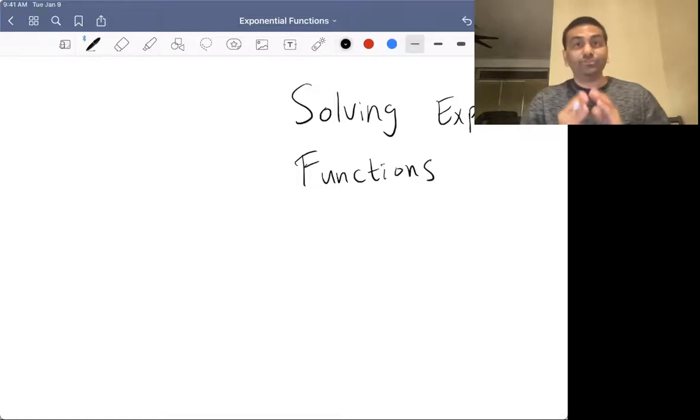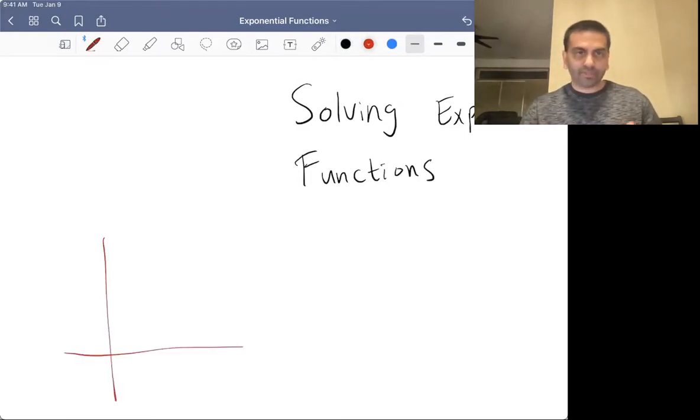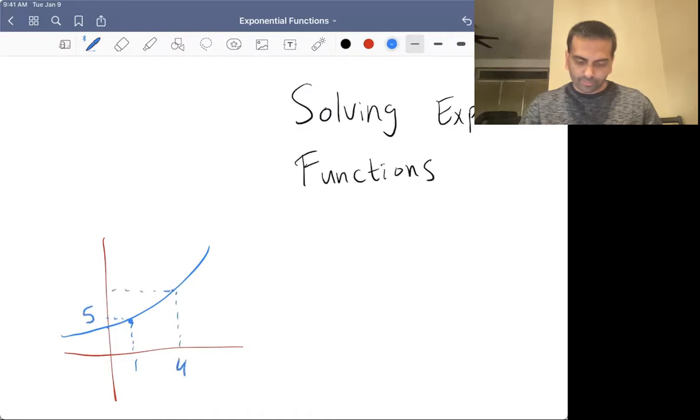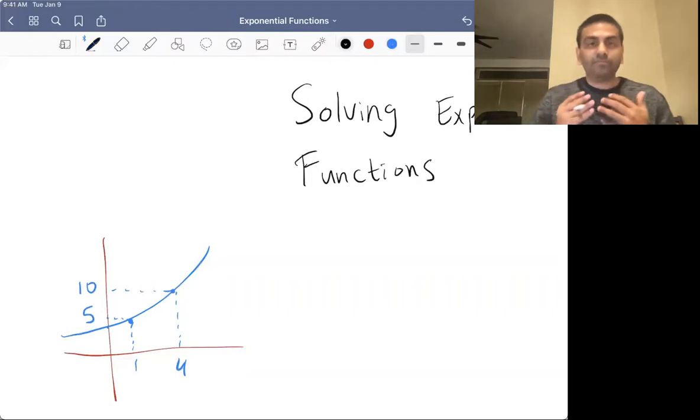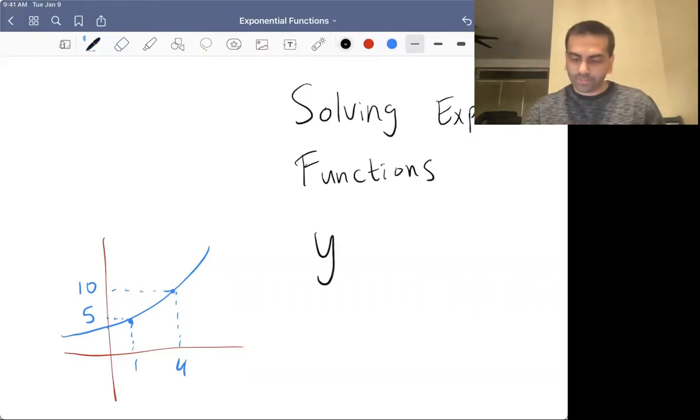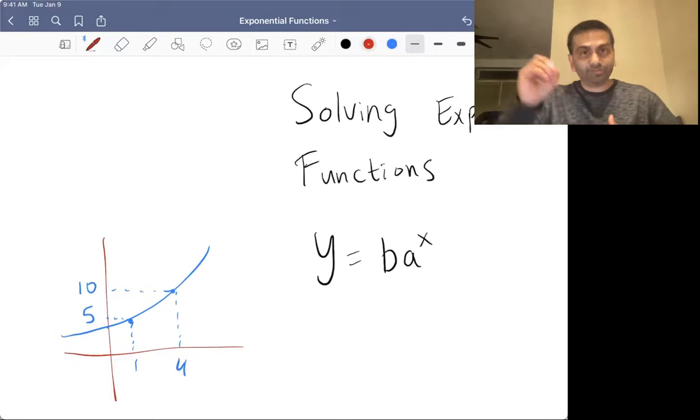Now let's see how we'd solve for the equation of an exponential function, given that it passes through a couple of points. So let's say you're given that there's an exponential function and it passes through the points (1, 5) and (4, 10). So let's say you know that. Well, how do you then find the equation, the y equals b a to the x, that passes through both of those points, right? And it's the same percentage change every time period.